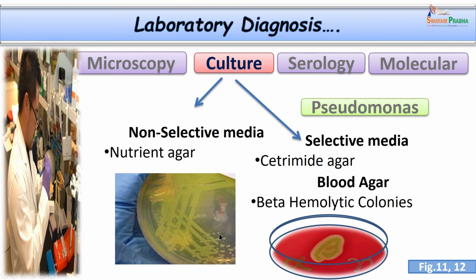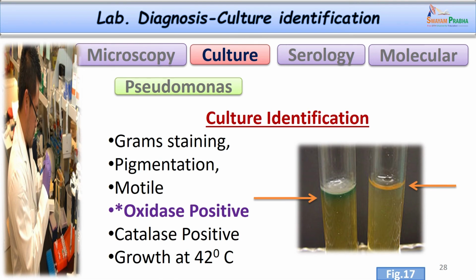We can see the greenish yellow pigment being produced, and we can also grow them on selective media like cetrimide agar. When we grow Pseudomonas on blood agar, it produces beta hemolytic colonies, as we can see here. So, these are some of the characters of Pseudomonas on culture which we need to remember. Once we grow them on culture media, it is also important to identify them. As we rightly described, the organism is going to produce greenish blue pigment, you can see here. It can also be demonstrated in a liquid culture.